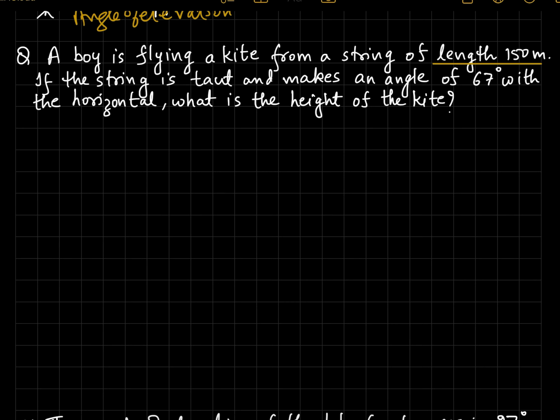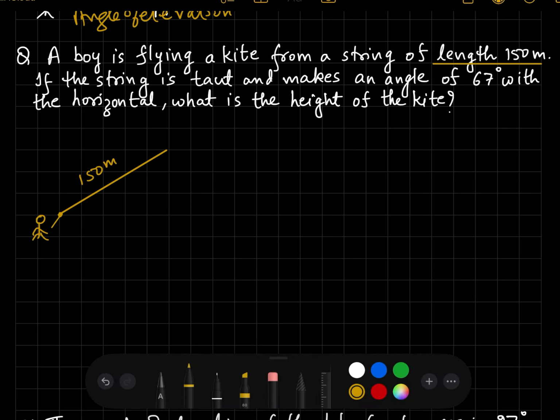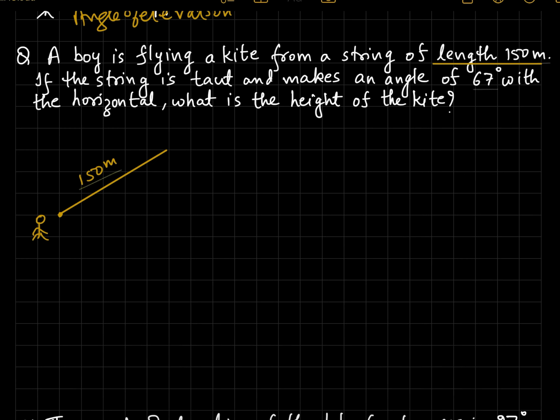Fine. So the boy is flying a kite from here, at some angle, this way. The string would be this, and the length of the string is 150 meter, and the boy is standing here, holding the string this way. And this is making an angle of 67 degrees with the horizontal. It means this angle is given to be 67 degrees.